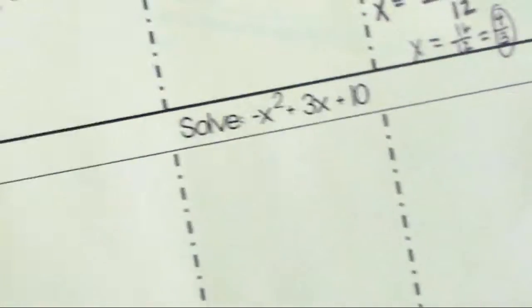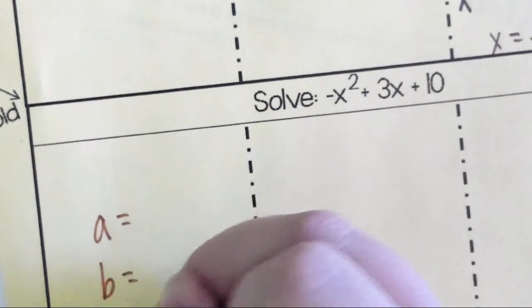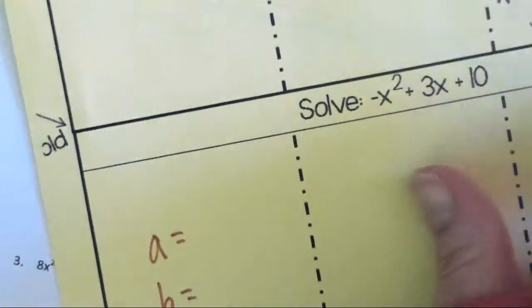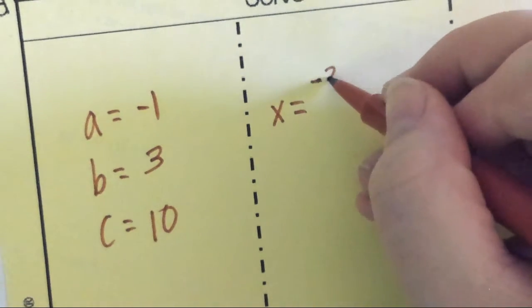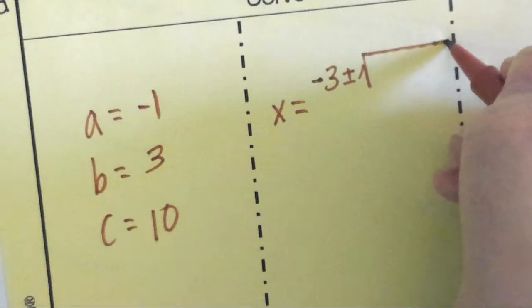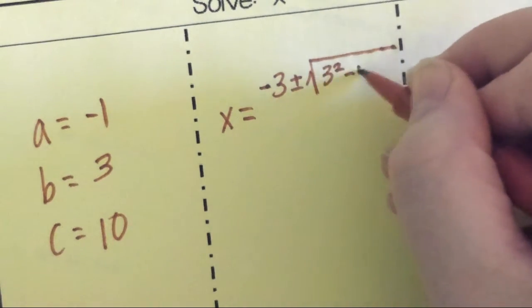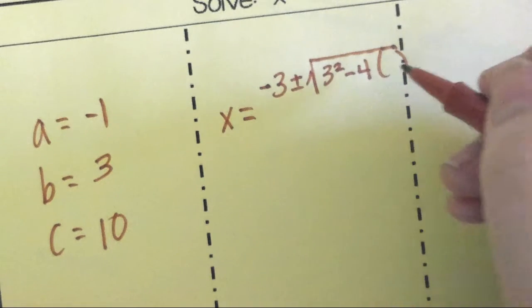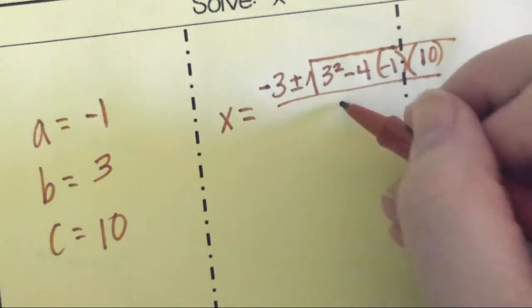Okay, let's do the next one. I swear I'm making life way too hard. It's really as easy as it gets. What is A? What is B? What is C? Negative 1, 3, and 10. Perfect. And then we have x equals, I need negative b, so negative 3 plus or minus square root of b squared, so 3 squared, minus 4, what's my a, c, all over 2a.